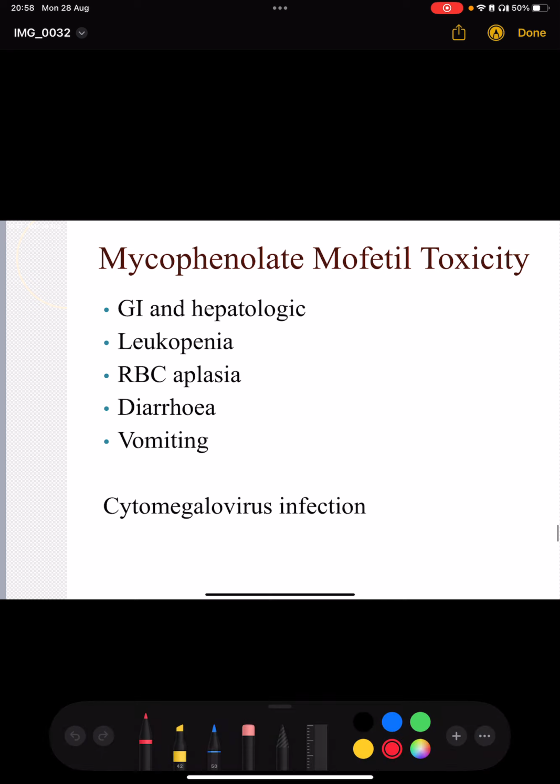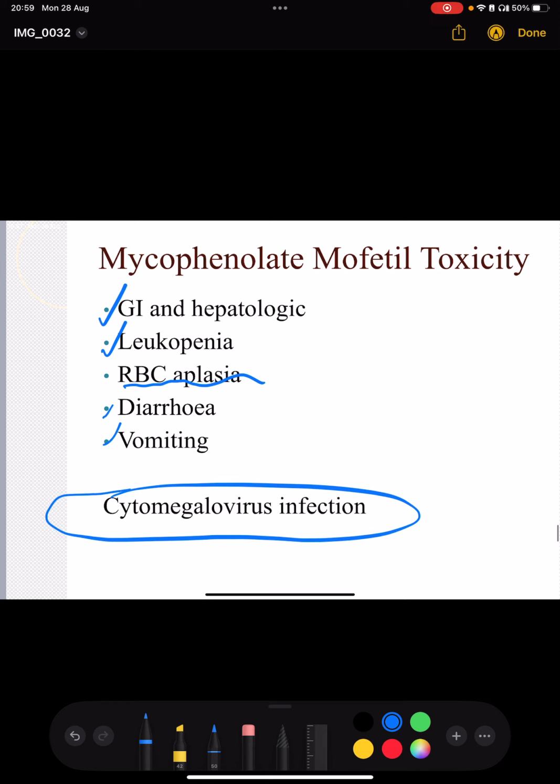Let's go to mycophenolate mofetil's toxicity: GI and hepatologic toxicity, because that is where it is metabolized. Leukopenia, leukocyte number decreases. RBC aplasia. Aplasia simply means abnormal formation of RBC. Diarrhea and vomiting, the generic ones. And it makes the patient more prone to cytomegalovirus infection. As the immune response is weakened, the patient is more prone to cytomegalovirus infection.